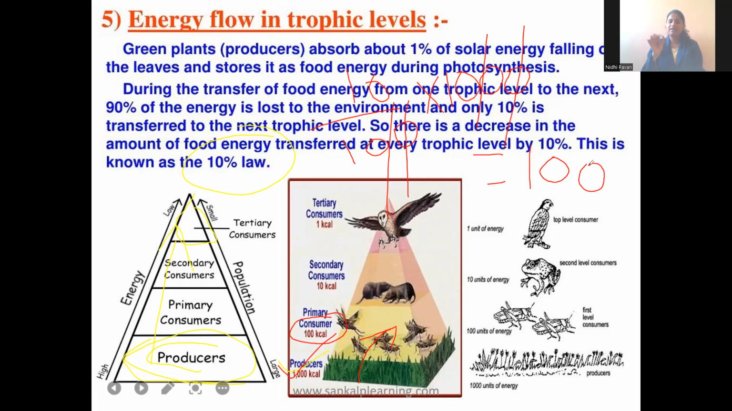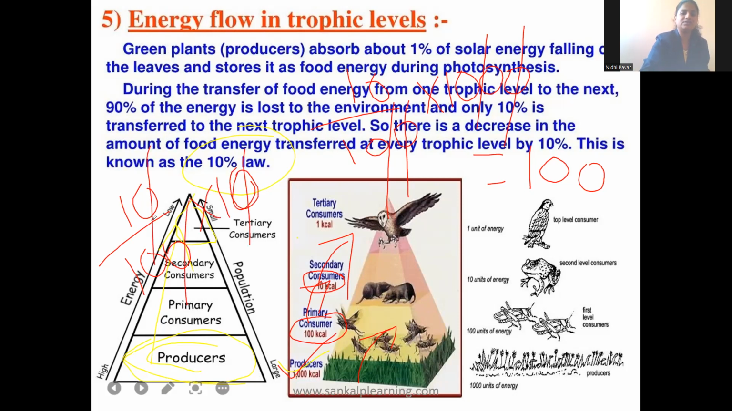Then out of 100 kilocalories, 90% will be lost in the environment, whereas 10% of it will be shifted to the secondary consumer. As you can see here, the secondary consumer got 10 kilocalories of energy. And at last, the tertiary consumer gets 10% of 10 kilocalories. That is 10 by 100 into 10, so we will get 1. So finally, the tertiary consumer is getting 1 kilocalorie of energy. See here, from 1000 kilocalories at the first trophic level, the last trophic level got 1 kilocalorie.